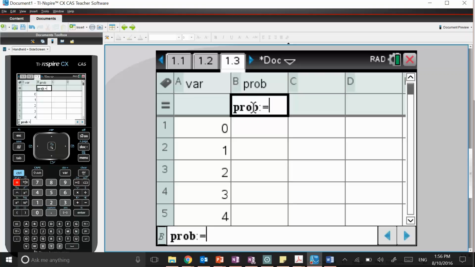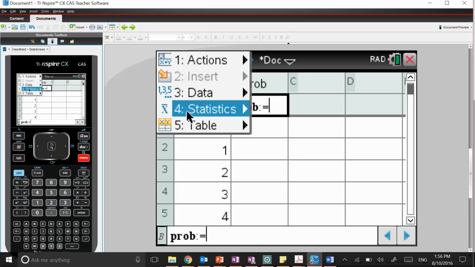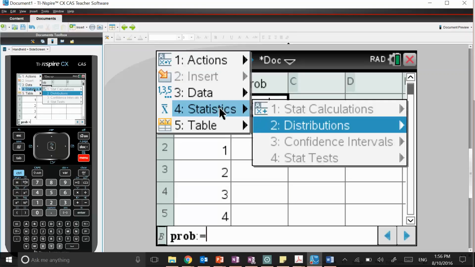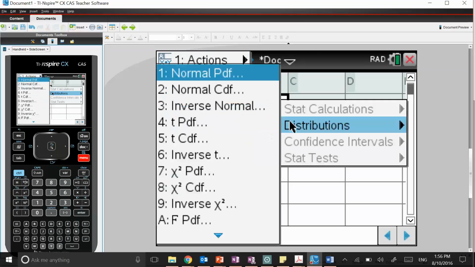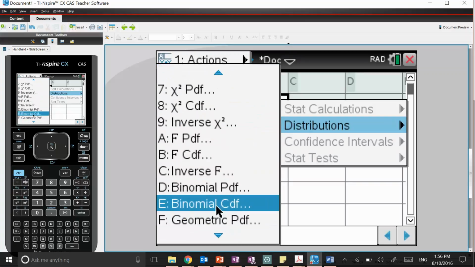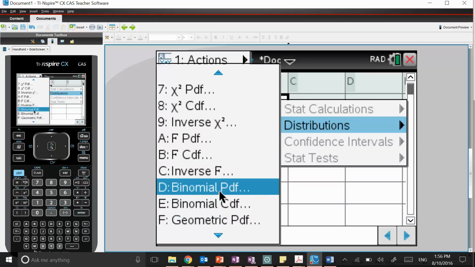Now, you know it's a binomial distribution, so you're going to go to menu. It's under statistics. It's under distribution. And what type of distribution do you want? You want binomial PDF. Why PDF? Because PDF calculates per event. So it's 0 or 1 or 2 or 3. CDF is an interval. So if I said more than 10 or less than 10, then you calculate CDF. But you want to know individually.